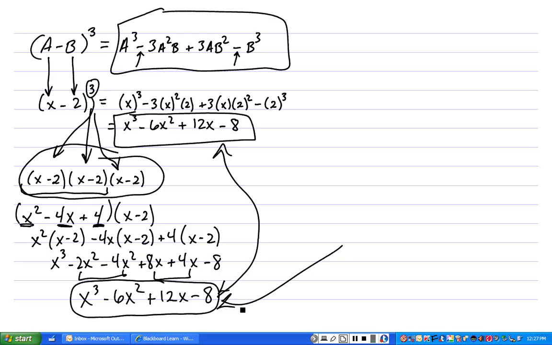So that will conclude our session on finding the cube of a binomial. We covered addition with the first example. We've covered subtraction with this example.